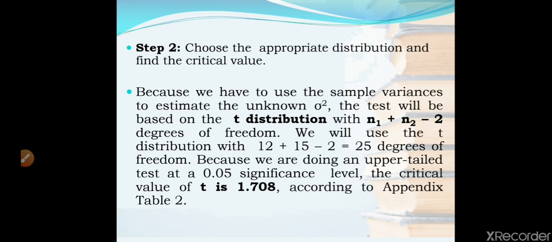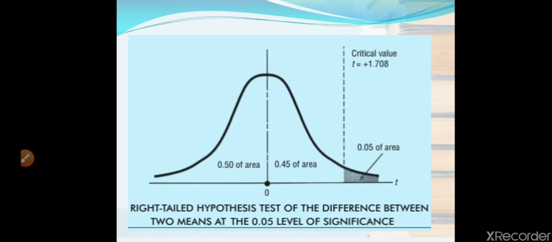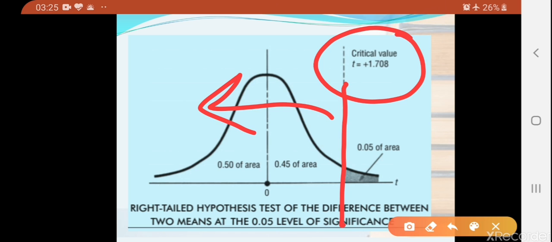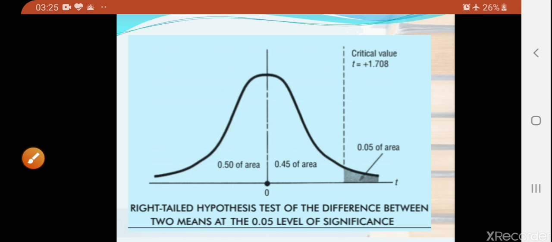Okay, we are asking mu1 is greater than mu2. So it is an upper tailed test. So t comes out to be 1.708 for 0.05 significance level. And here you can see that 0.05 should be on one side, upper tail 0.05. So t value comes out to be 1.708. So this is our acceptance region and this is our rejection region.